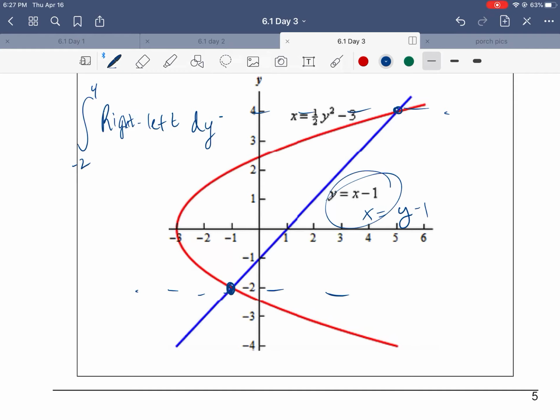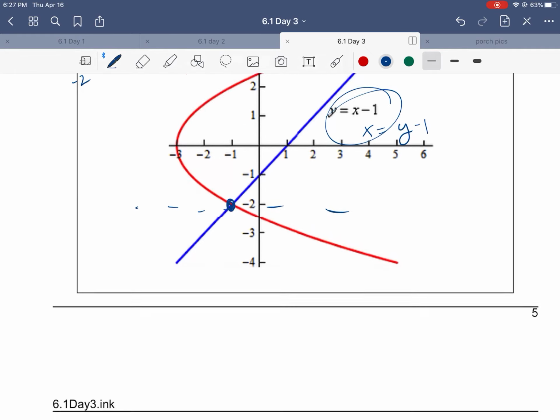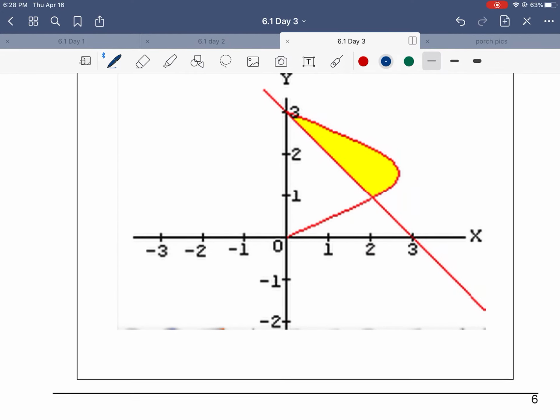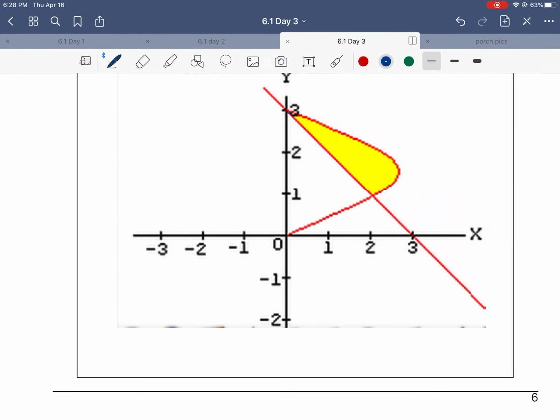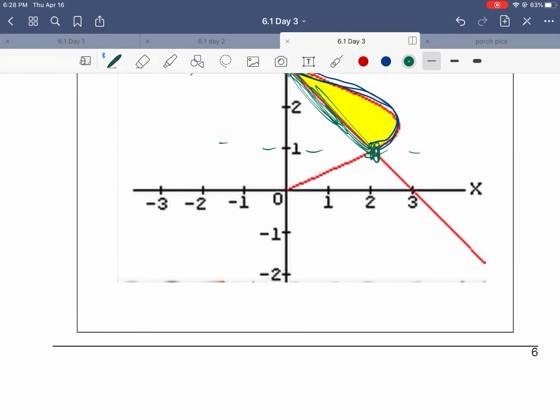If you're doing right minus left, only y's can be inside the integral. If you're doing top minus bottom, only x's can be inside the integral, so you have to be consistent. Okay, here's a right minus left. This parabola, I don't have the equations, but there's my right, and there's my left. From the y value of 1 up until the y value of 3. Okay. All right, so these were just visual examples.